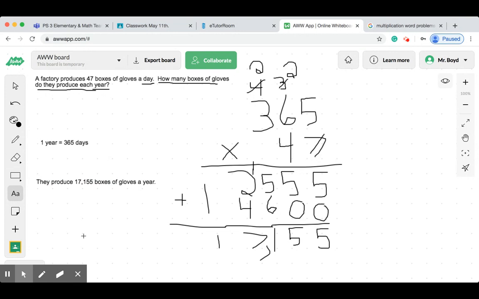Now this problem was a little bit different because it didn't just give us 2 numbers like we've been getting. We had to think a little bit and remember how many days are in a year before we could go ahead and solve. And then obviously we used our multiplication and addition skills. So you will see a similar problem today in your classwork where you're not going to have 2 numbers. You're going to have to recall some information to figure out what numbers you will be using.